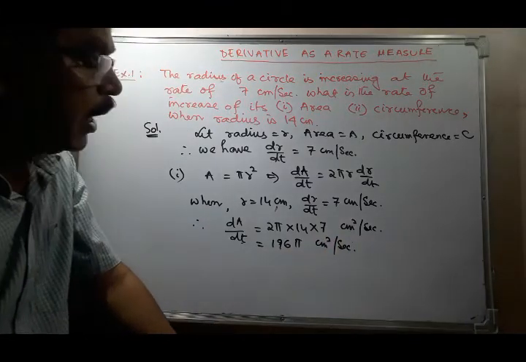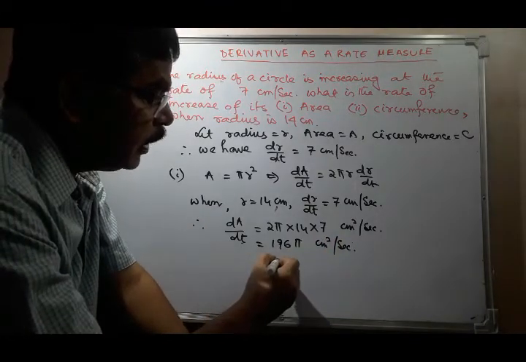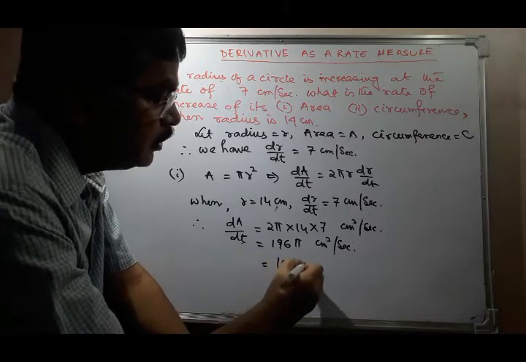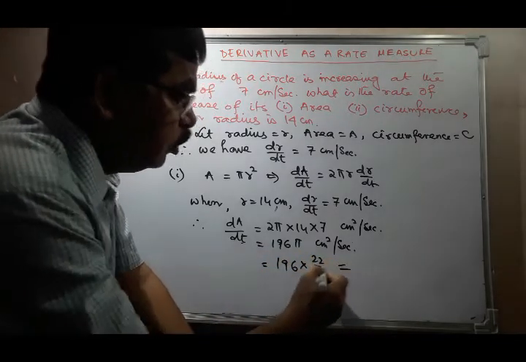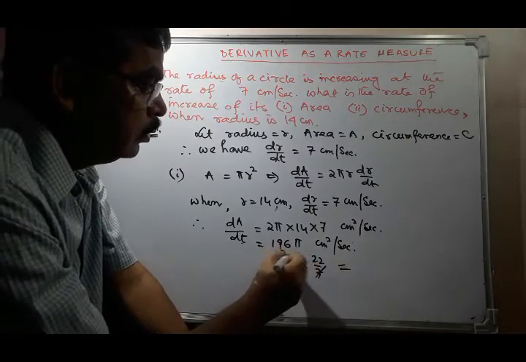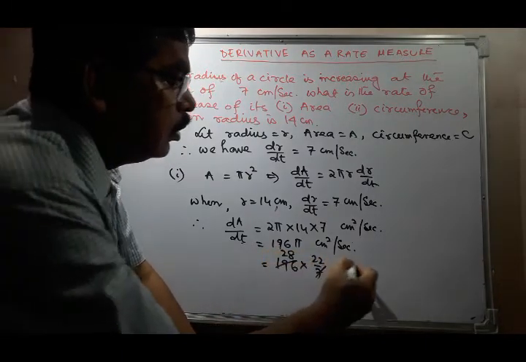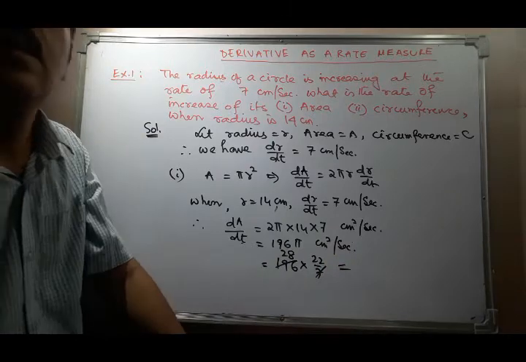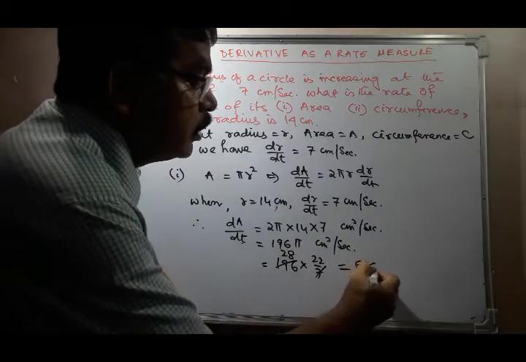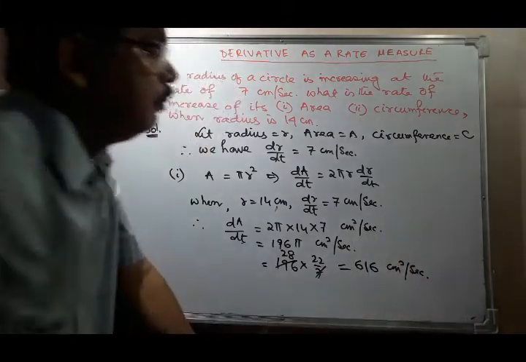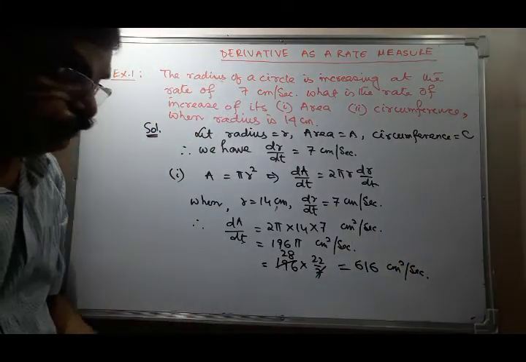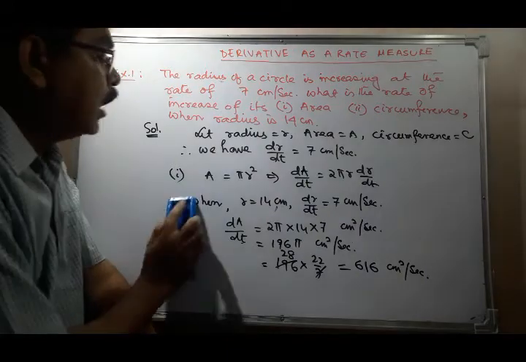Then we get 196 pi centimeter square per second. If the value of pi is given, then we have to replace the value of pi. 196, say it is given 22 by 7, so that is equal to 616 centimeter square per second. Now we are going to part 2.